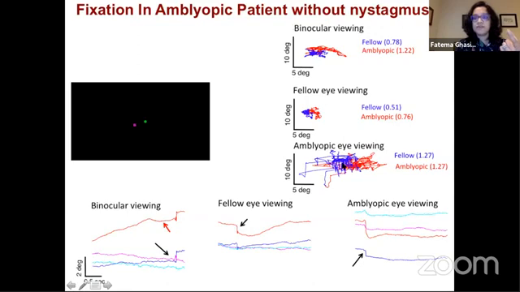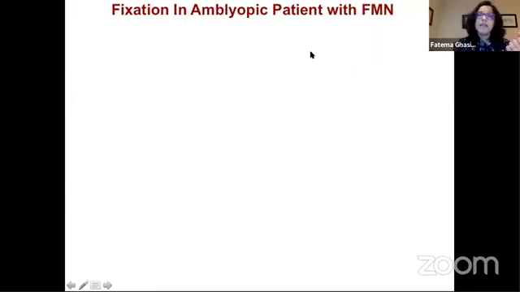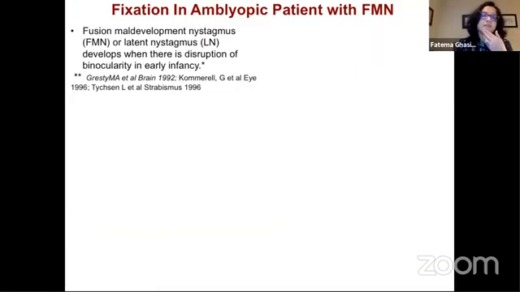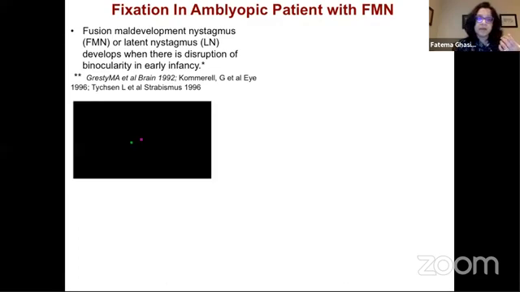as is evident in all three viewing conditions, including during binocular viewing, where the amblyopic eye is much more unstable compared to the fellow eye. Now, we know that patients who have experienced disruption of binocularity in early infancy develop fusion maldevelopment nystagmus or latent nystagmus. So here's an example of a patient who had manifest latent nystagmus, because these recordings are obtained when both eyes are viewing and the nystagmus is evident.